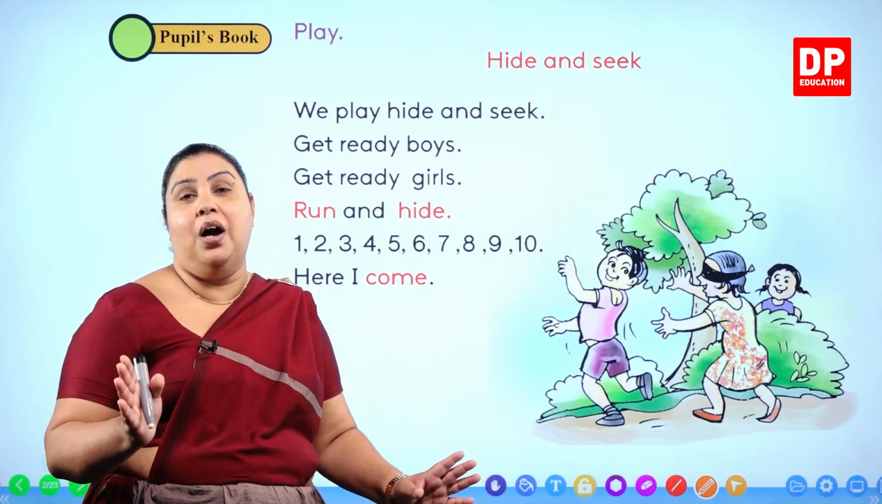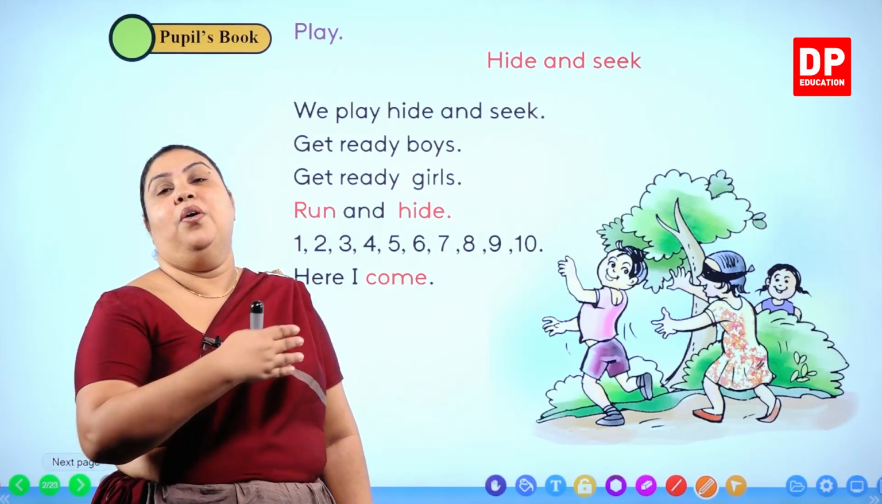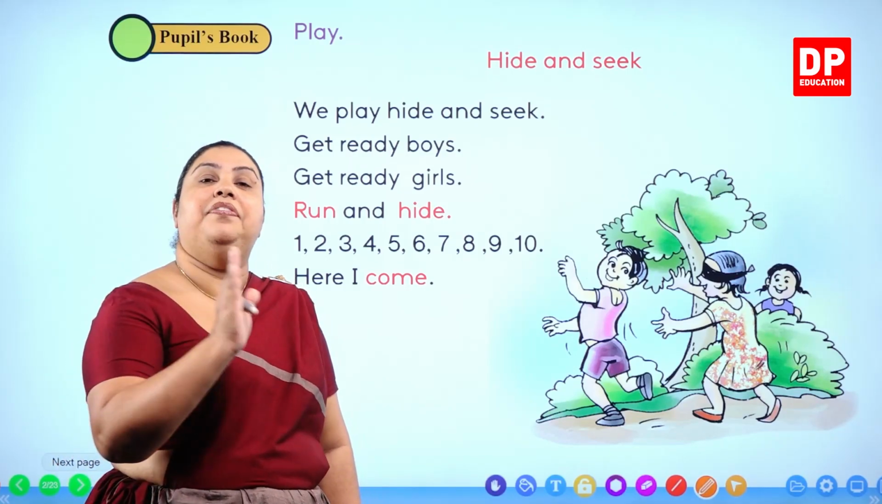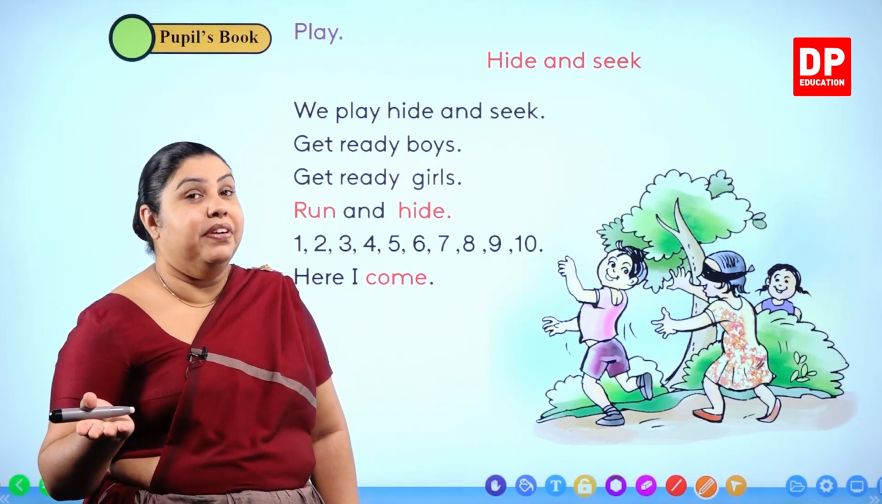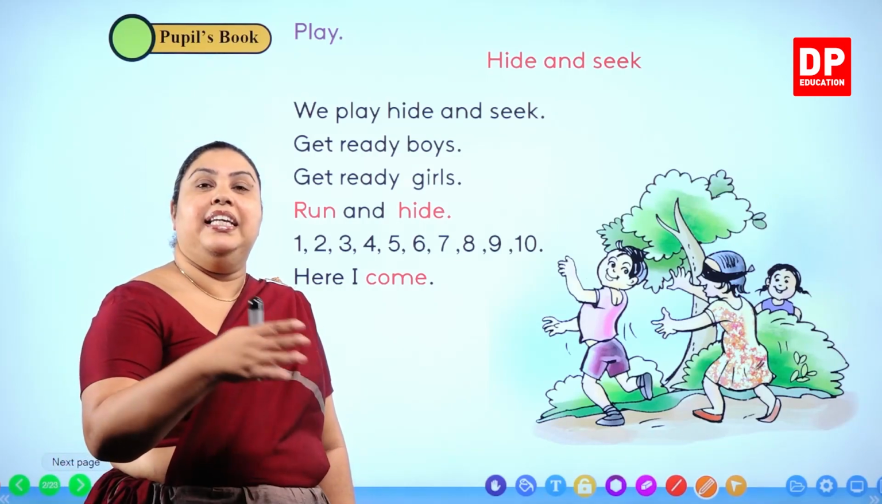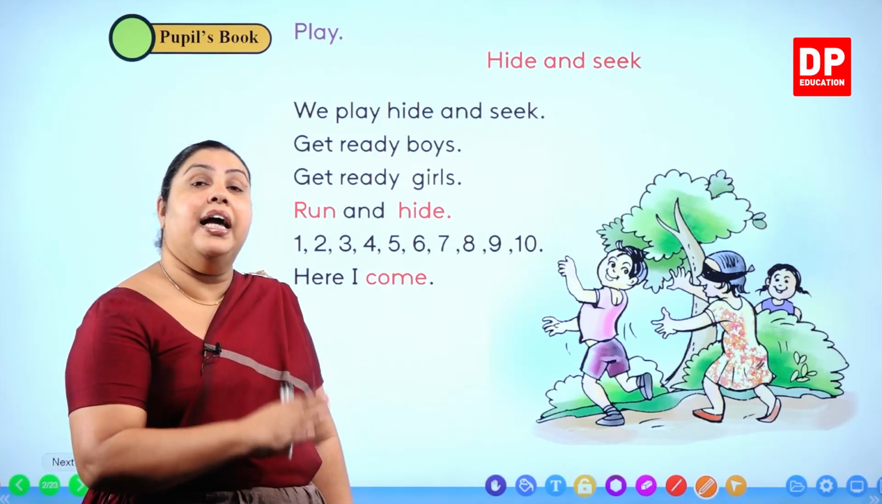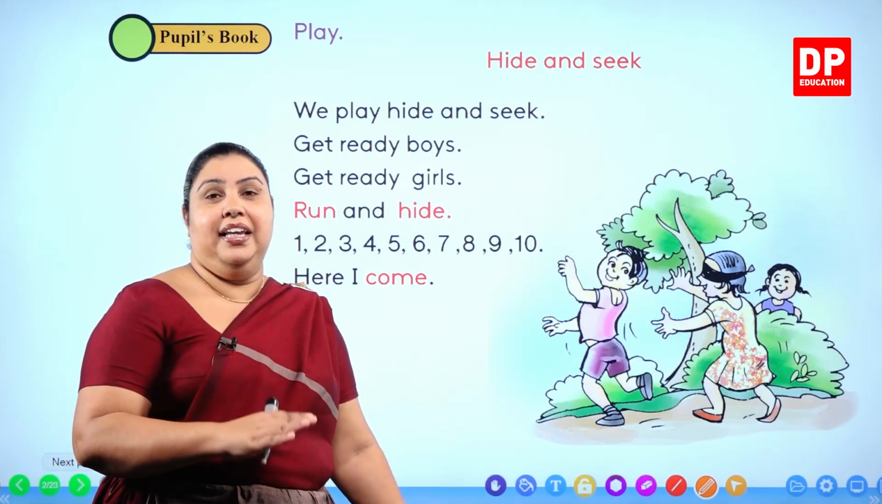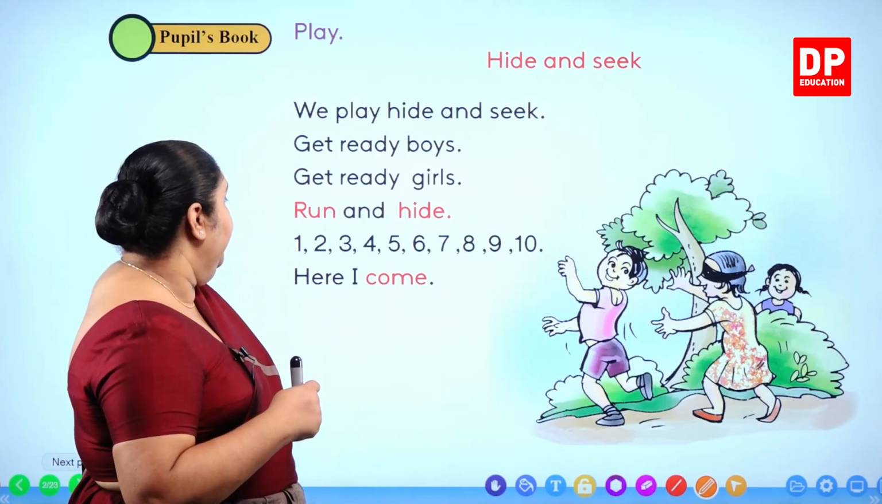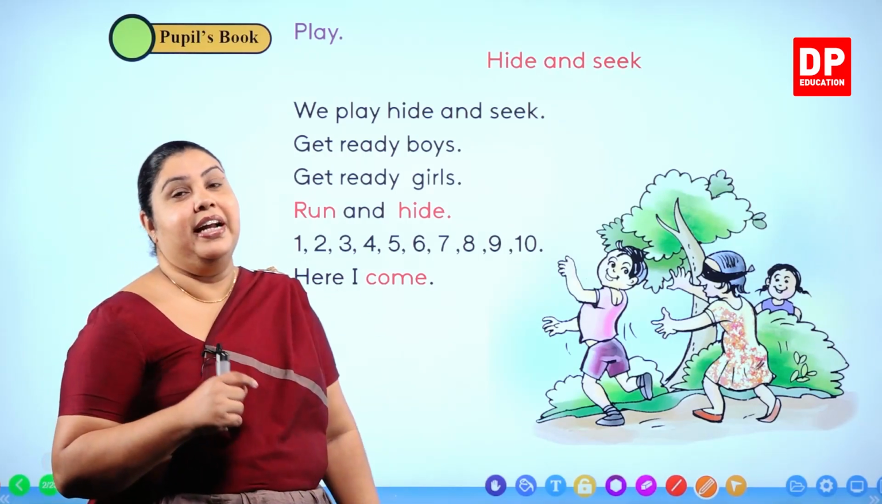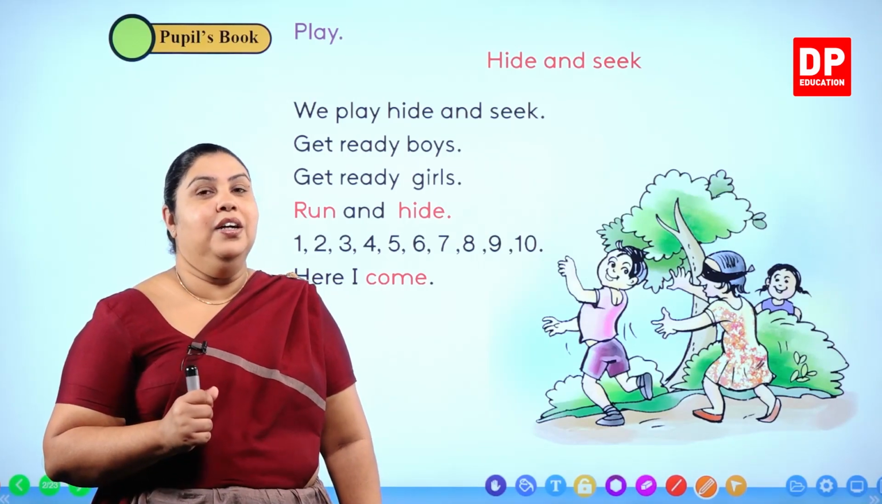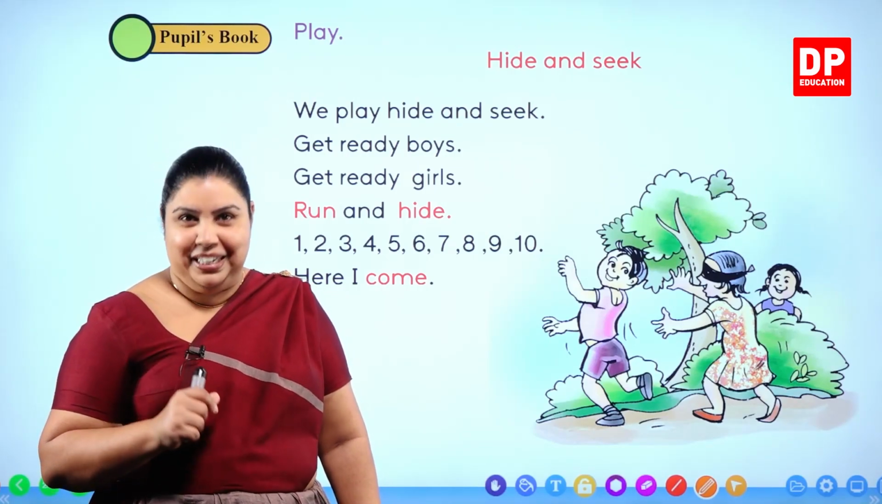So after you count, what will happen? Your friends will go and hide in different places. So this is hide and seek. They hide, and then we search. Here I come. Once you finish counting, we say, here I come.